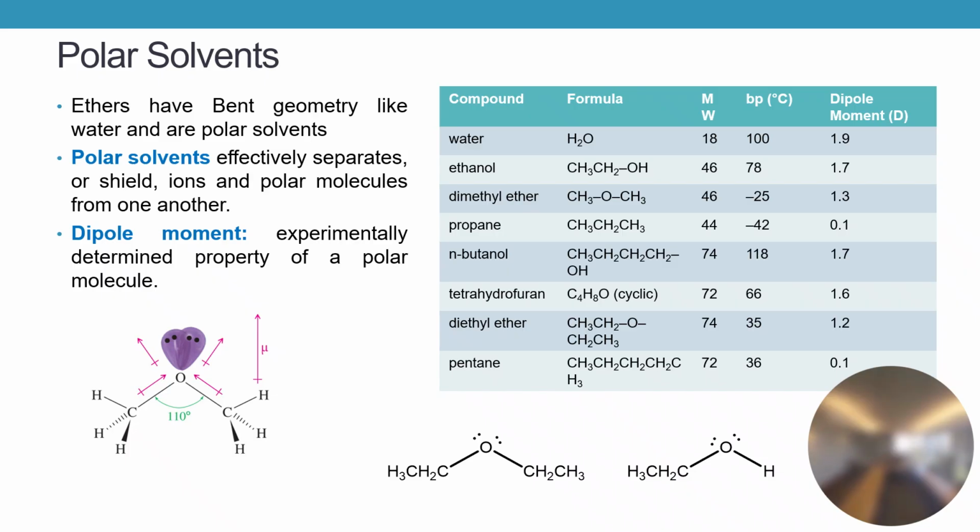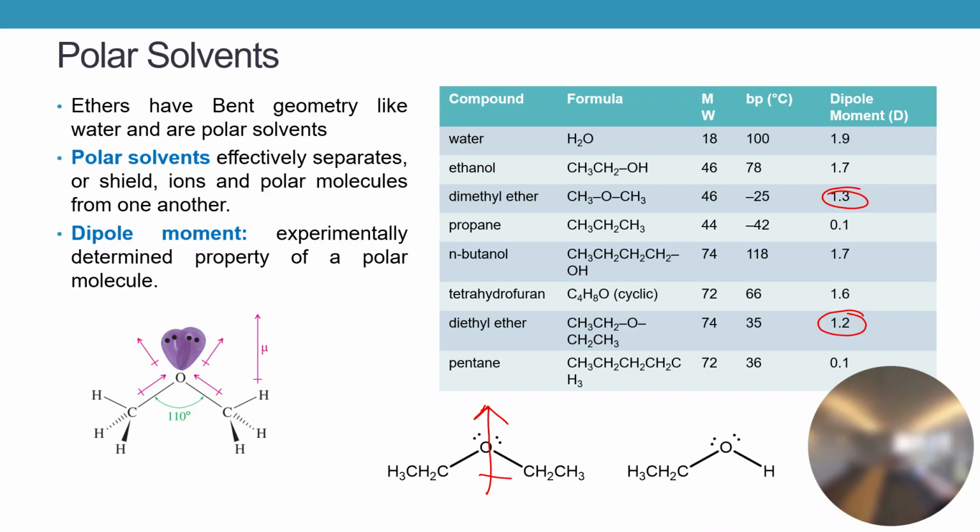So if we draw our ethers with our oxygen, 2 bonds and 2 lone pairs, we get a bent geometry. And so we get a dipole. Now we could do that 1 arrow test and just draw the dipole of the molecule. So they are polar molecules. So here is dimethyl ether and diethyl ether. You see the dipole moment. It's significant. It's not as polar as water, but they are polar solvents.